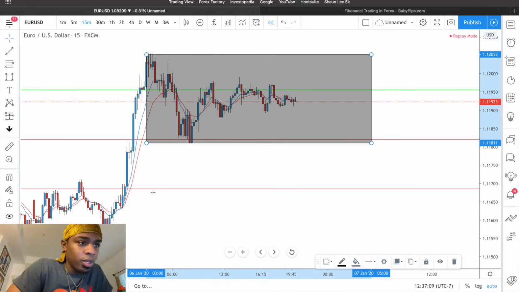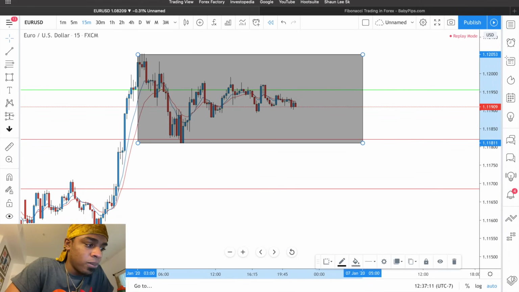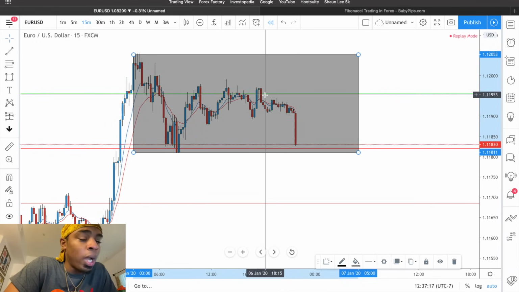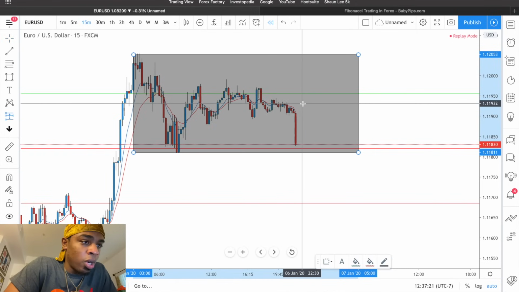I see a lower high right there. This high is lower than that high. Boom. Like I said, I probably would have entered right here. I just click play and play and play. But once I see a lower high and a break of structure, enter. So, short position, I would have entered around right here.